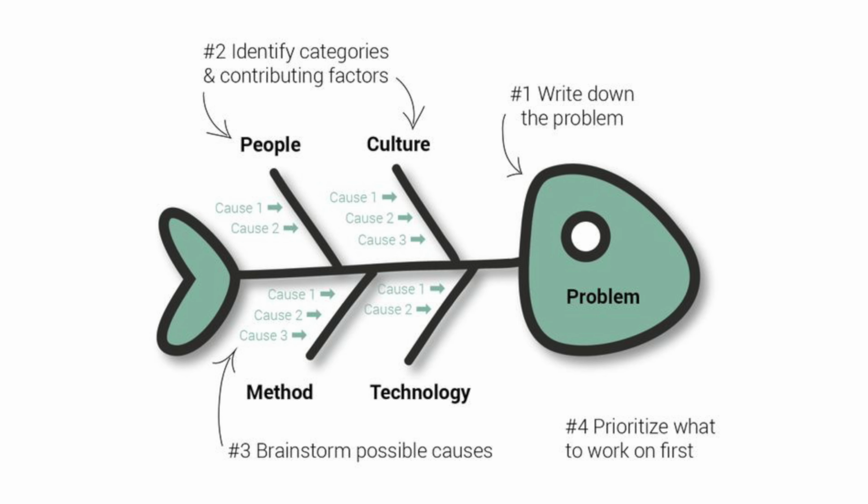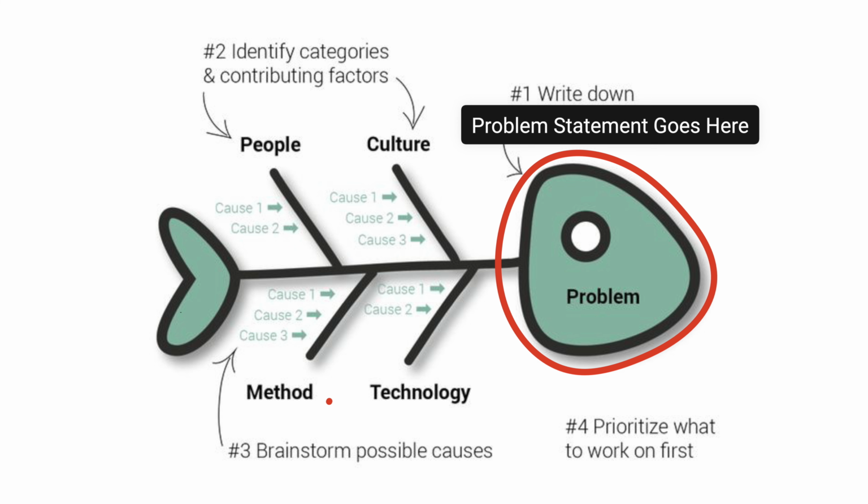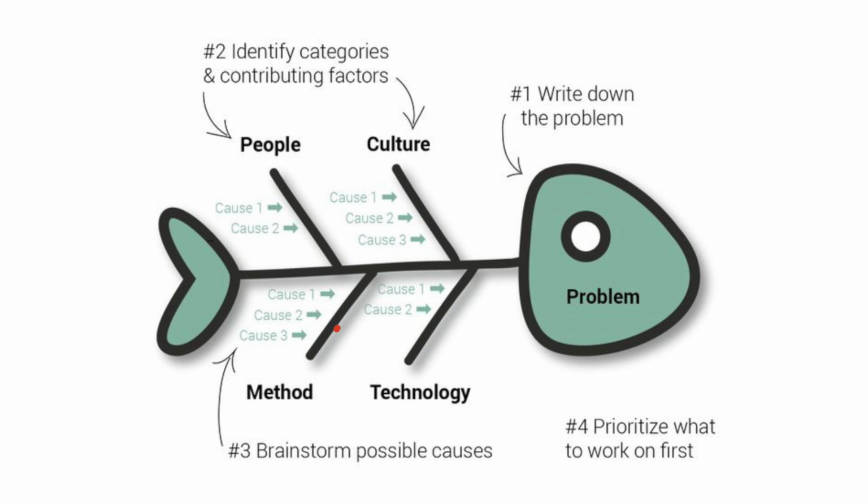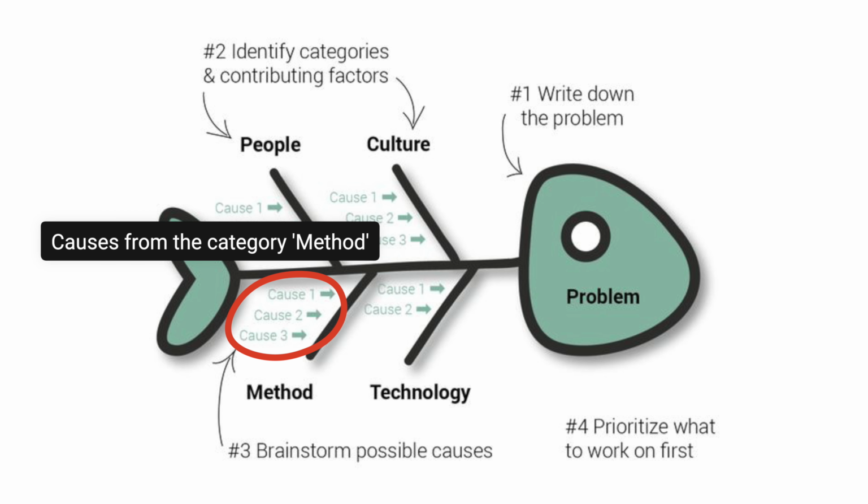Place the agreed problem statement at the mouth of the fish. Agree on the major categories of causes of the problem, which are written as the branches from the main arrow. Brainstorm all the possible causes of the problem and ask, why does this happen? As each idea is given, the facilitator writes the causal factor as a branch from the appropriate category.